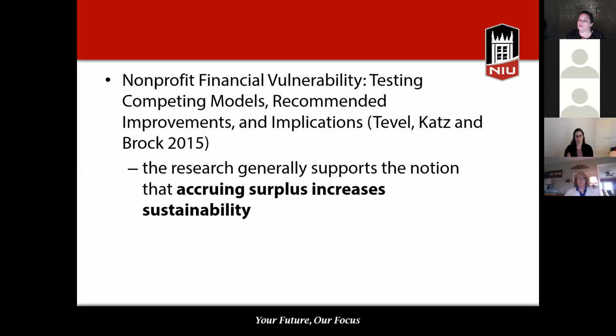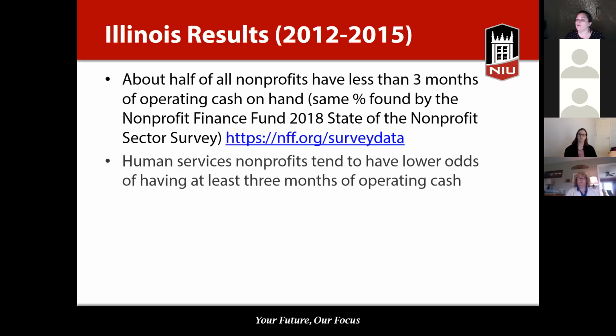There's been some more work done on financial vulnerability, and we know, again, that this accruing of surplus increases sustainability. But accruing of surpluses don't just happen. They require board leadership to do it. Whether you're budgeting for surplus, which I would argue is a good thing, or you're designating certain funds to your cash reserves, or you're designating certain gifts like bequests to your cash reserves, however you want to do it, looking at your policies. But surpluses are not just going to happen. They need to be planned for and thought about.